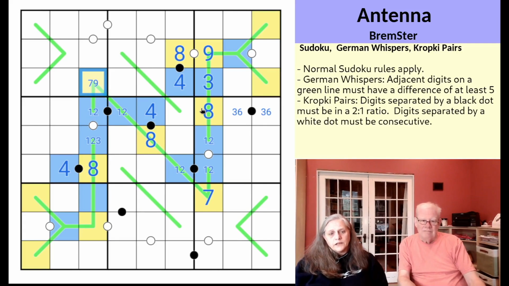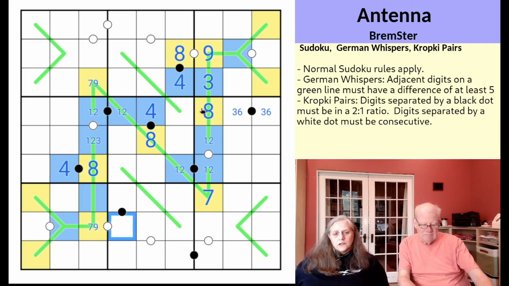As is row 8, column 3. It's high. It can't be a 6 because it sees 2 blues in the same box. So it is a 7, 9. So both column 3 and column 7. So that's 8, 6. Okay.